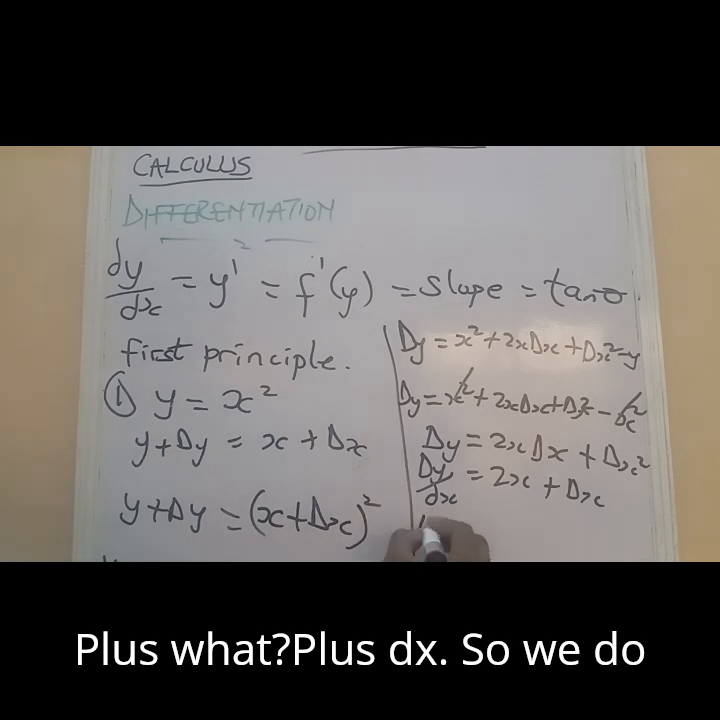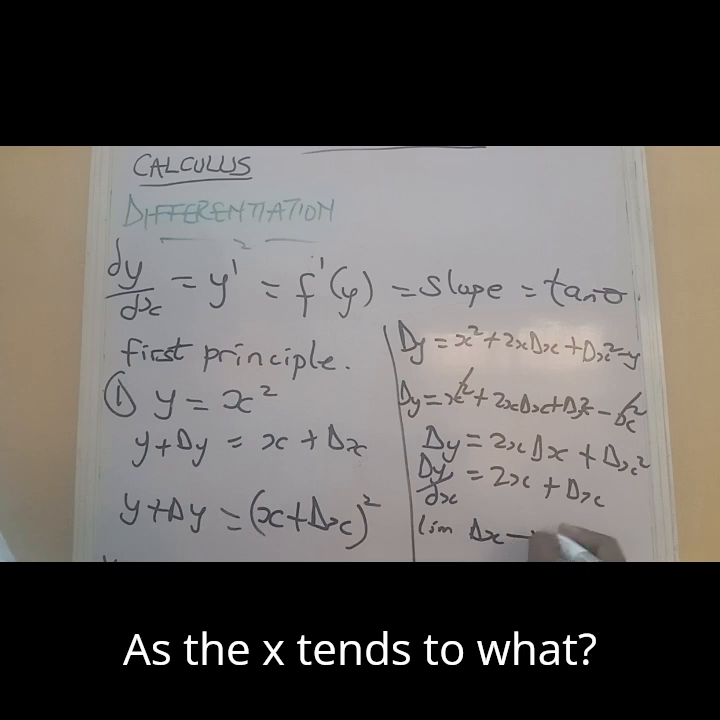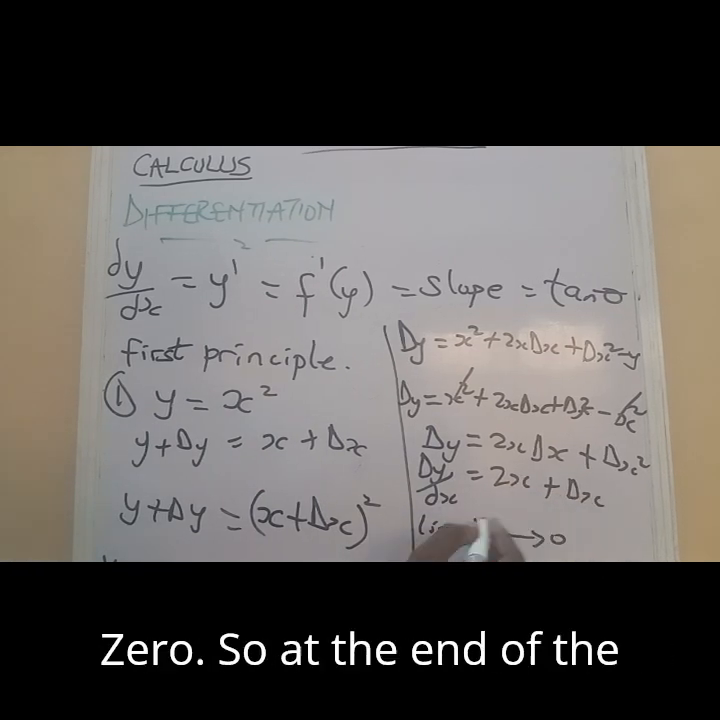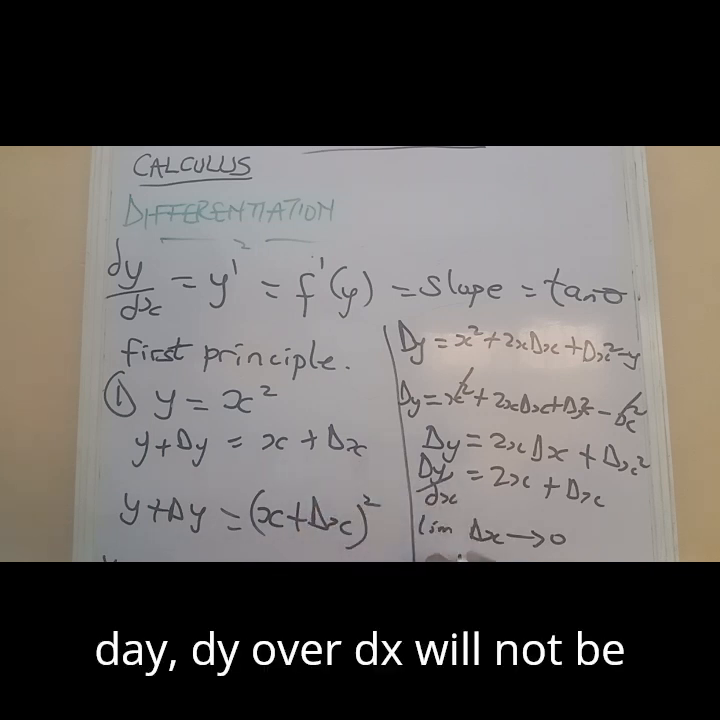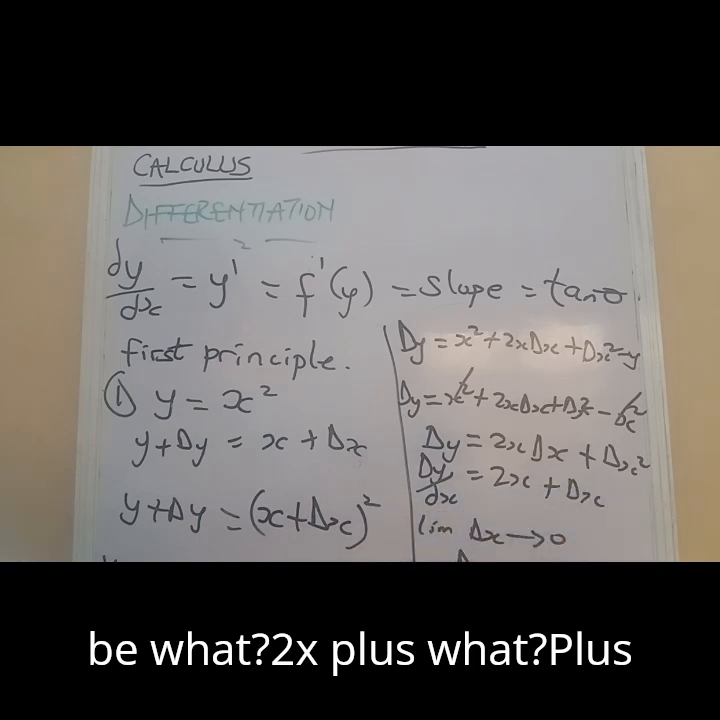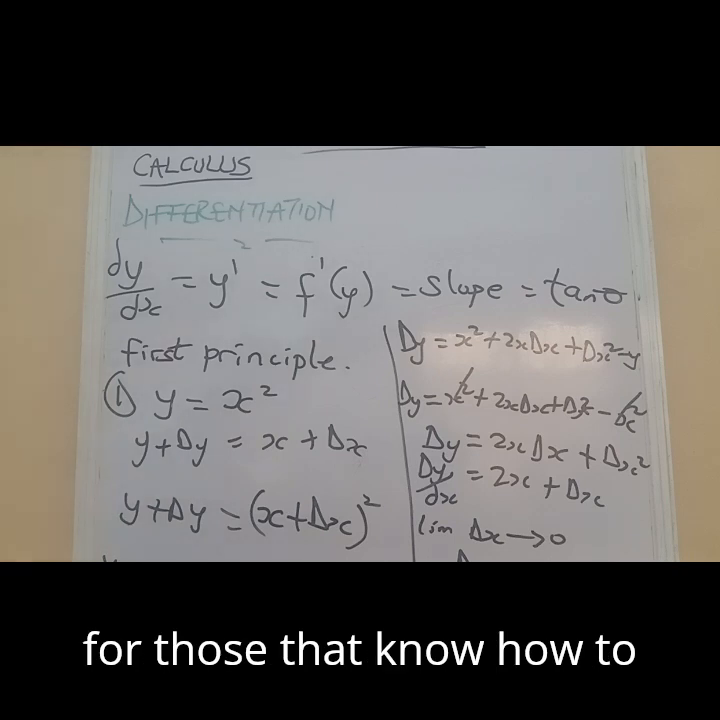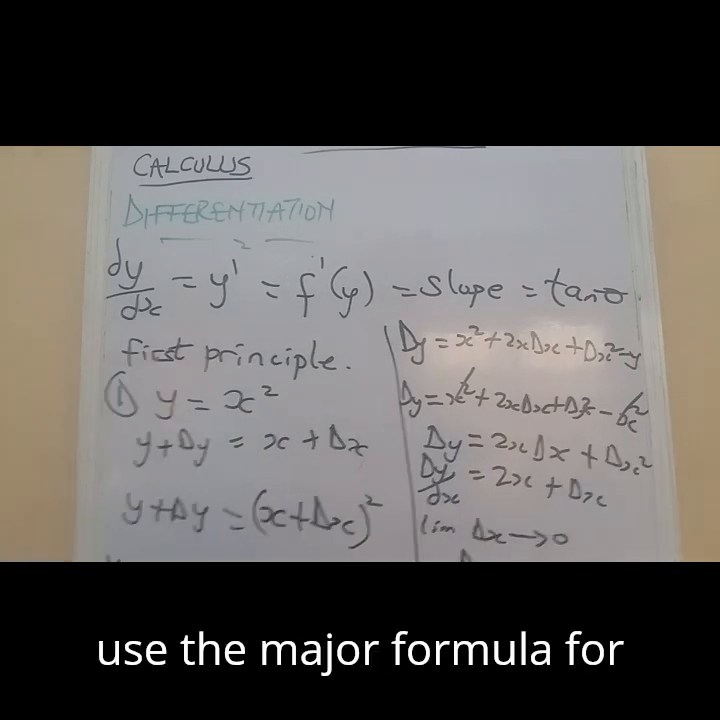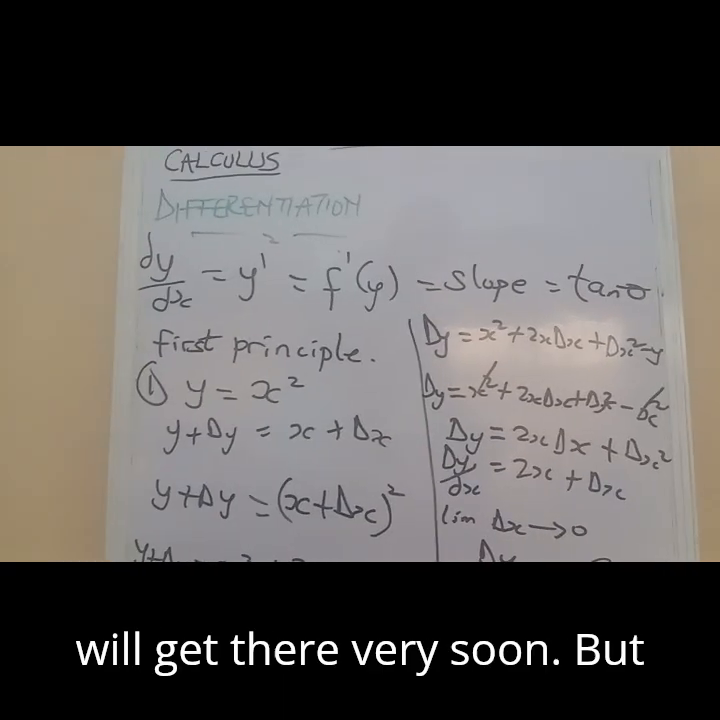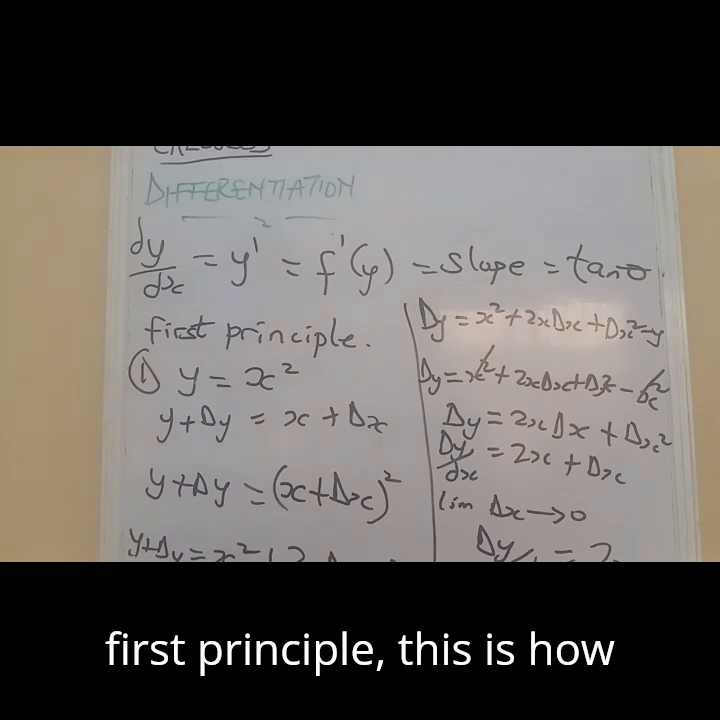So we apply our limit function as dx tends to 0. It means anywhere you see dx, you put in 0. So at the end of the day, dy over dx will now be 2x plus 0, which is 2x. For those who know how to use the major formula for calculating this question, we will get there very soon. But when you are told to use first principle, this is how to solve it.